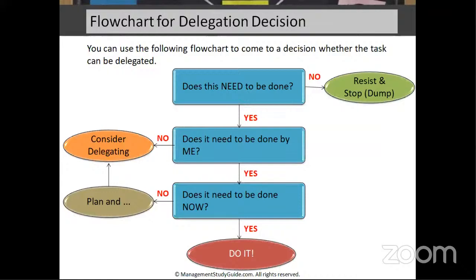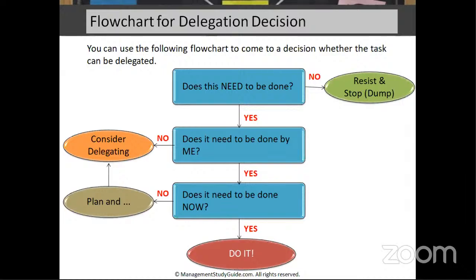Now, flowchart for delegation decision. You can use the following flowchart to come to a decision whether the task can be delegated or not. Does this need to be done? If no, resist and stop that task. Does this need to be done? All right, now, if yes, does it need to be done by me? If no, consider delegating it.